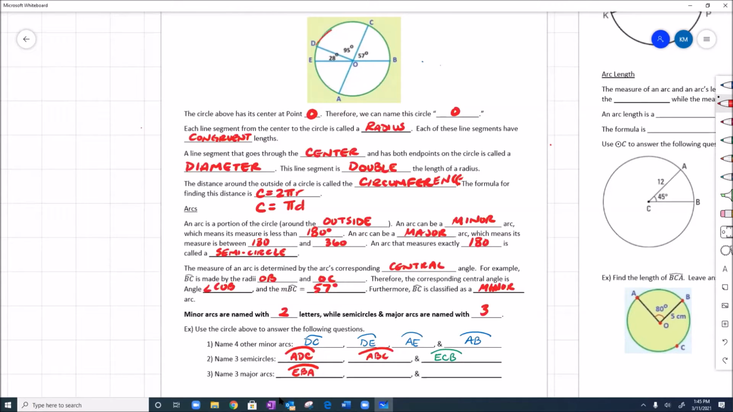I can see DAE. And that's not the only way I could have named that. I could have also called this DCE, or DBE.